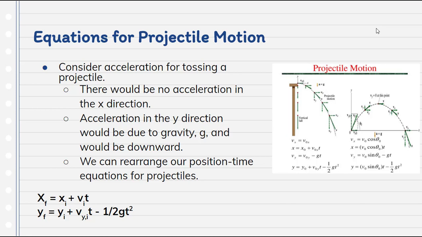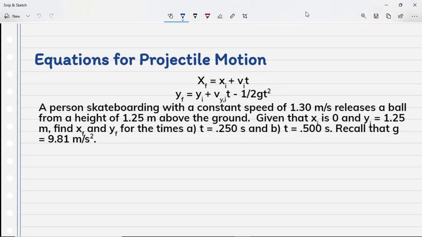Since there is no acceleration on the x-axis, a would equal 0, and you could get rid of those variables altogether. On the y-axis, however, we need to consider gravity. And since gravity is going to be focused on a negative value, instead of having plus 1/2 acceleration t squared, we switch that positive to a negative. So we can still use 9.8 meters per second squared as our acceleration due to gravity when we're looking at the y-axis. So let's start by taking a look at the question at hand.